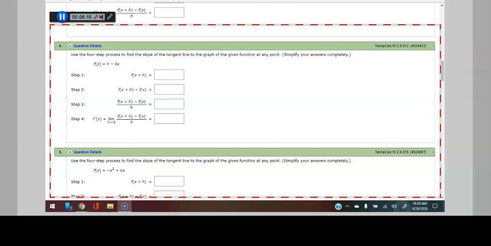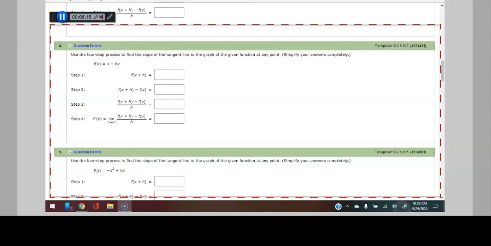And so what does this mean? For step 1, we're going to find the slope of the tangent line to the graph of the given function at any point. In other words, instead of m equals y2 minus y1 over x2 minus x1, we're going to find a formula for slope. Okay? The formula for slope on the last one was 0. Well, now what do we have?